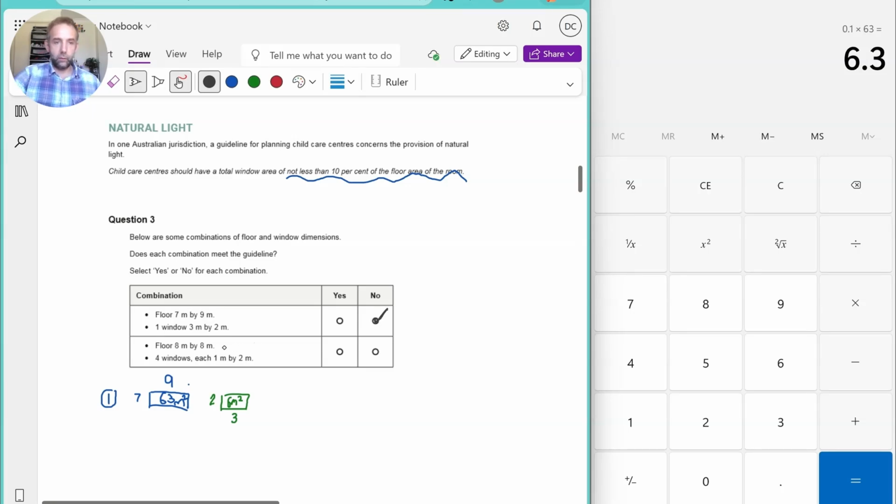The next one here, we've got a floor which is 8 by 8. So 8 by 8 is 64.